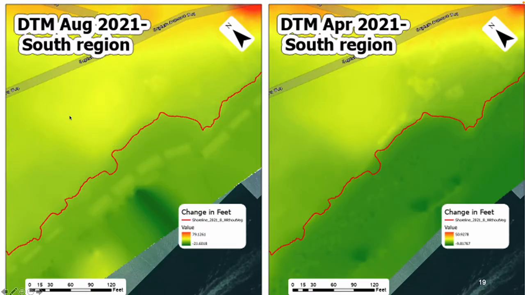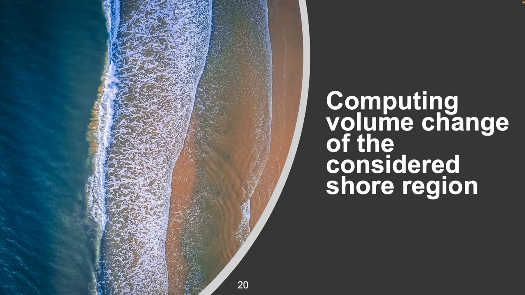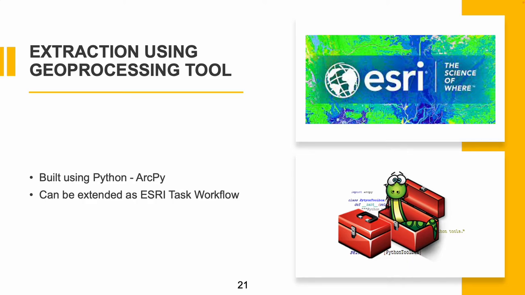Here you can see the DTMs of August and April data, and as you can see here, you can see the values of the stone beds, which is clearly seen, and here it's not there, because it's from April data. So we now have all the input data. Let's see how to compute the volume change, like how to automate the process.